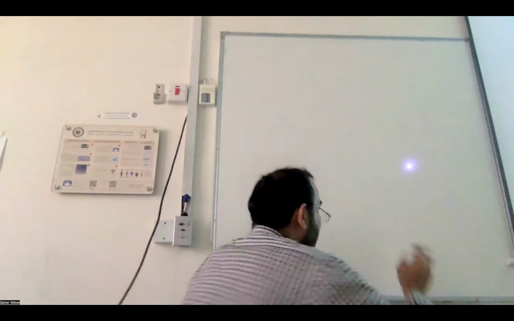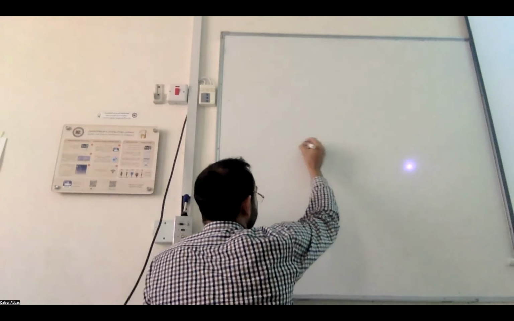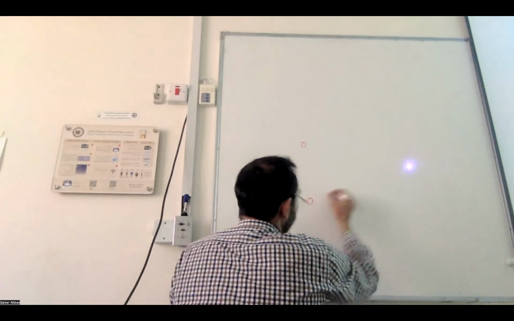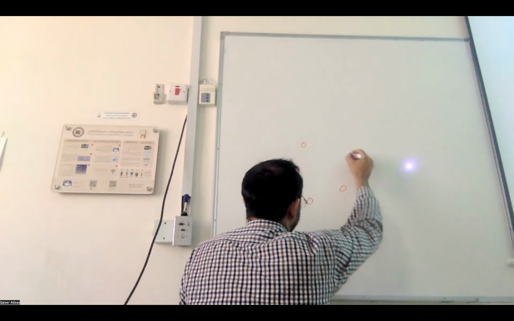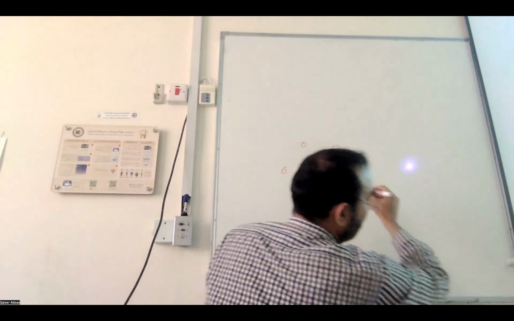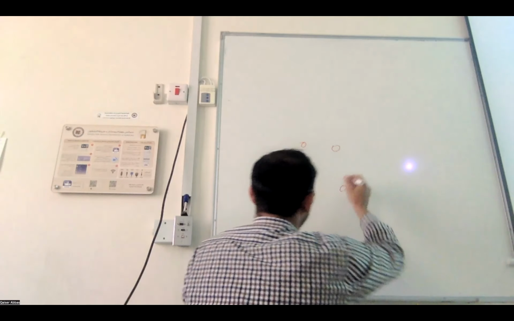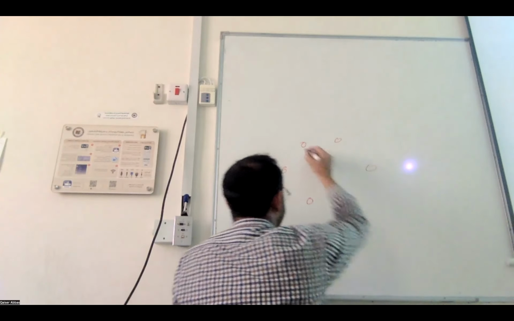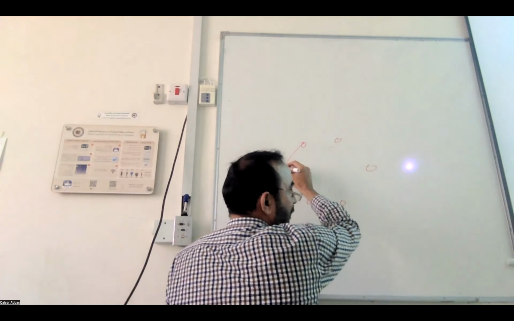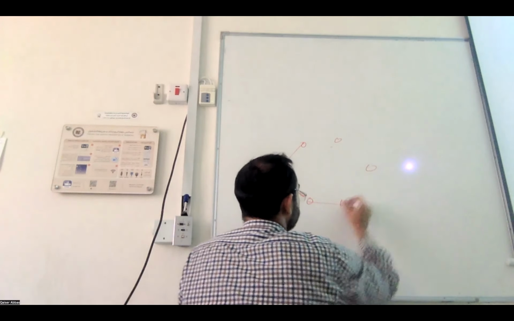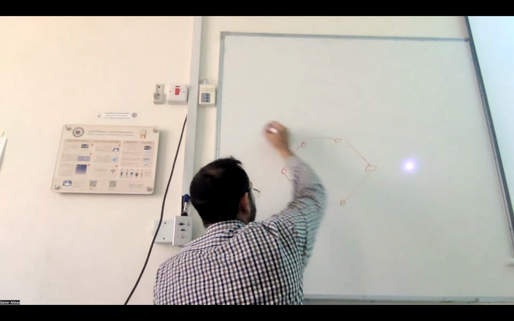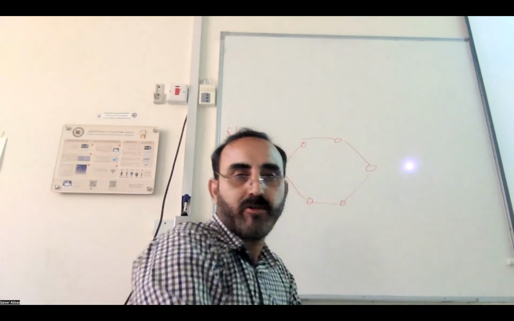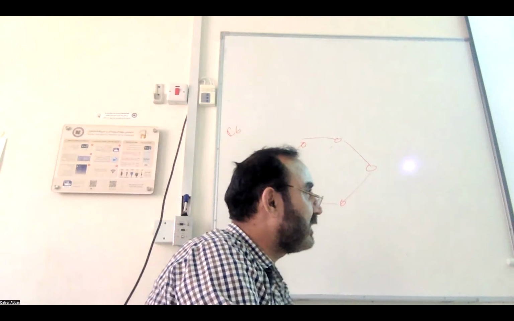So for example, now our graph is like that. These are the vertices 1, 2, 3, 4, and 5, 6. So it is C6. Now the question is whether it is bipartite or not.